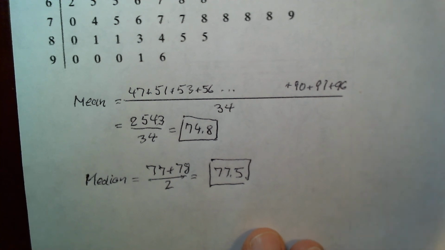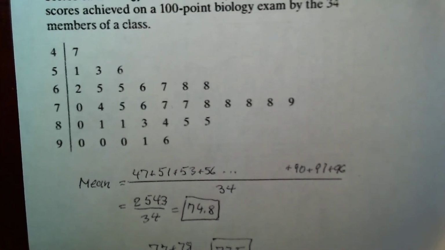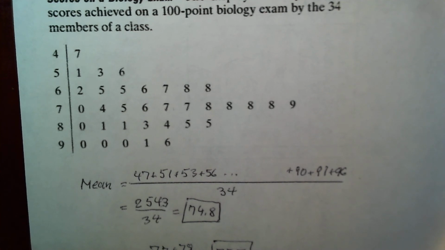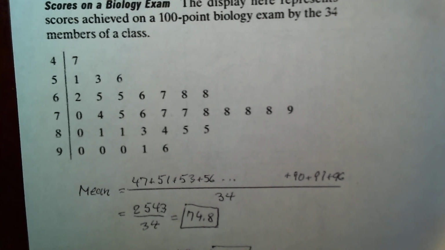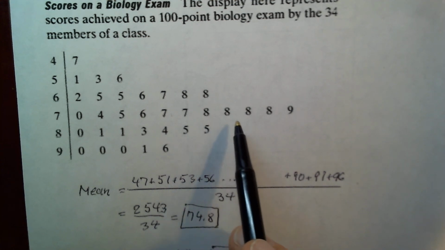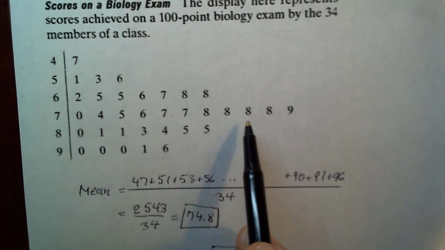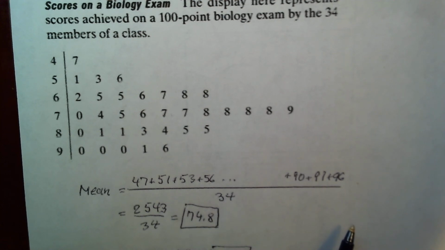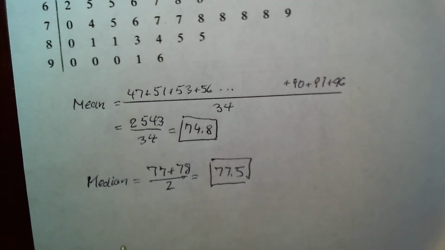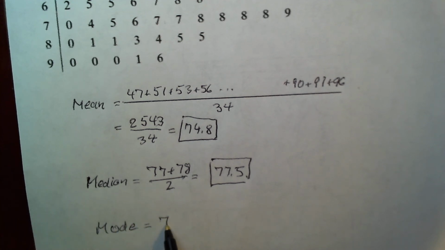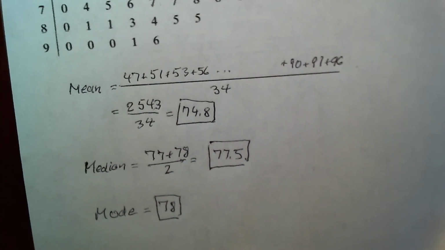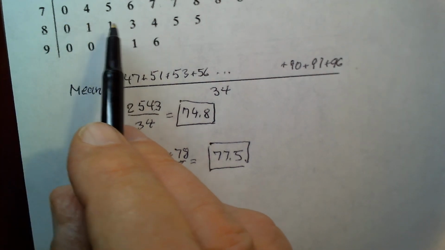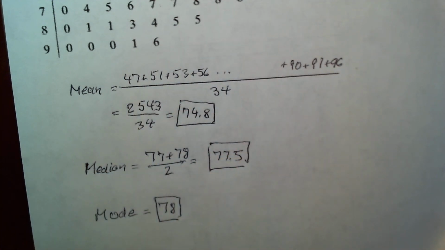And now for the mode, well, that's really easy to do, because we just look at the number that repeats itself the most, and simply by inspection, you can tell that the 8s here, 78, 78, 78, 78, 78, is the number that repeats the most, so the mode is equal to 78. Again, that works especially well when the leaves have been arranged in the proper order, and they were in this case.